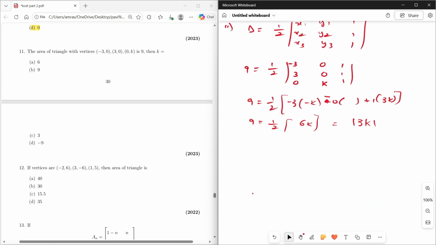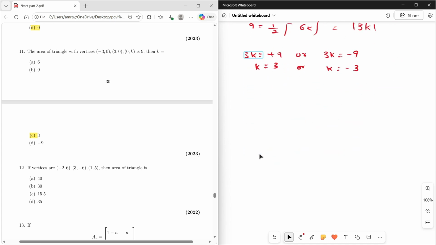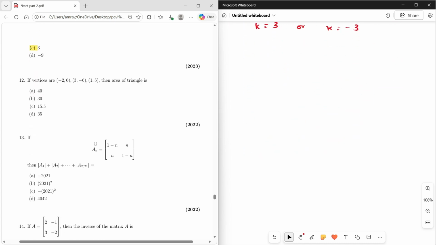whenever they give you area you are supposed to take both positive and negative values. So that means 3k is equal to plus 9 or 3k is equal to minus 9. This has been given in the note section when we discussed the important short tricks and formulas. You can check the previous video and you will know this. So you will get k is equal to 3 or k is equal to minus 3. According to the given question, option C is the correct answer, which is k is equal to 3. Just apply the area of triangle formula and find out.